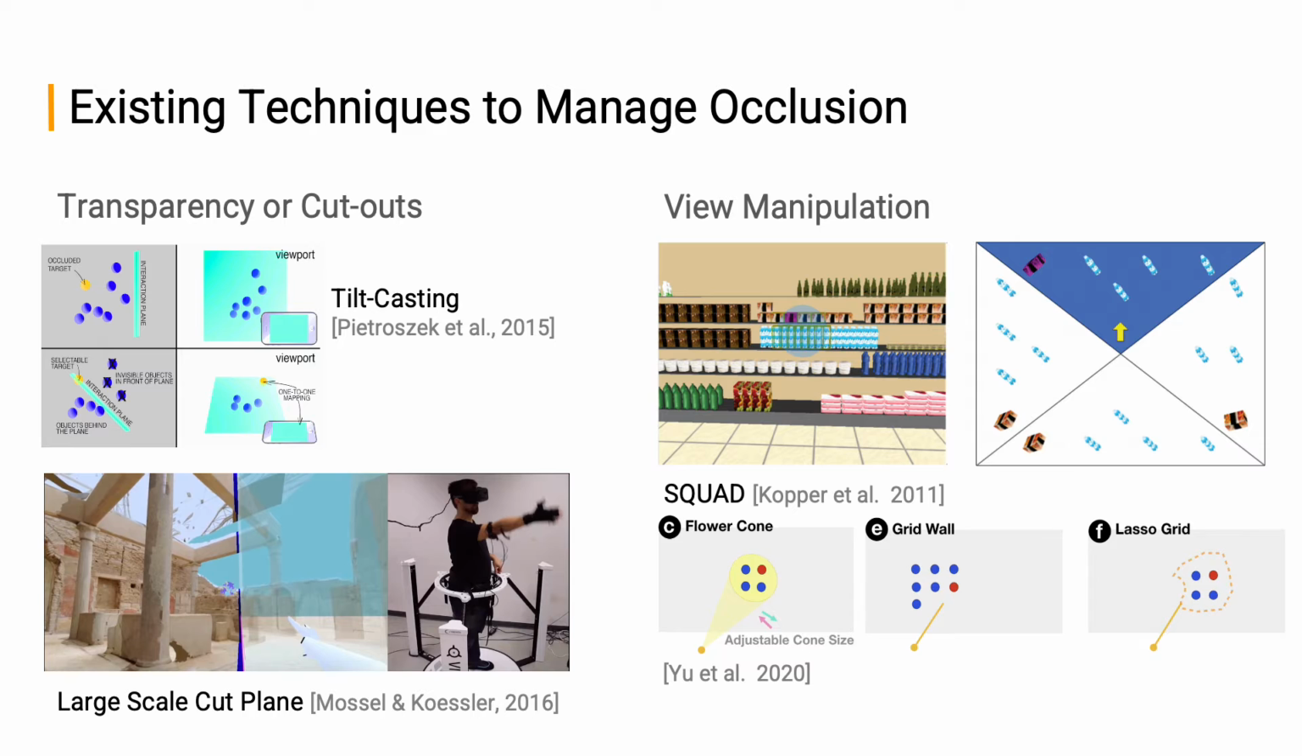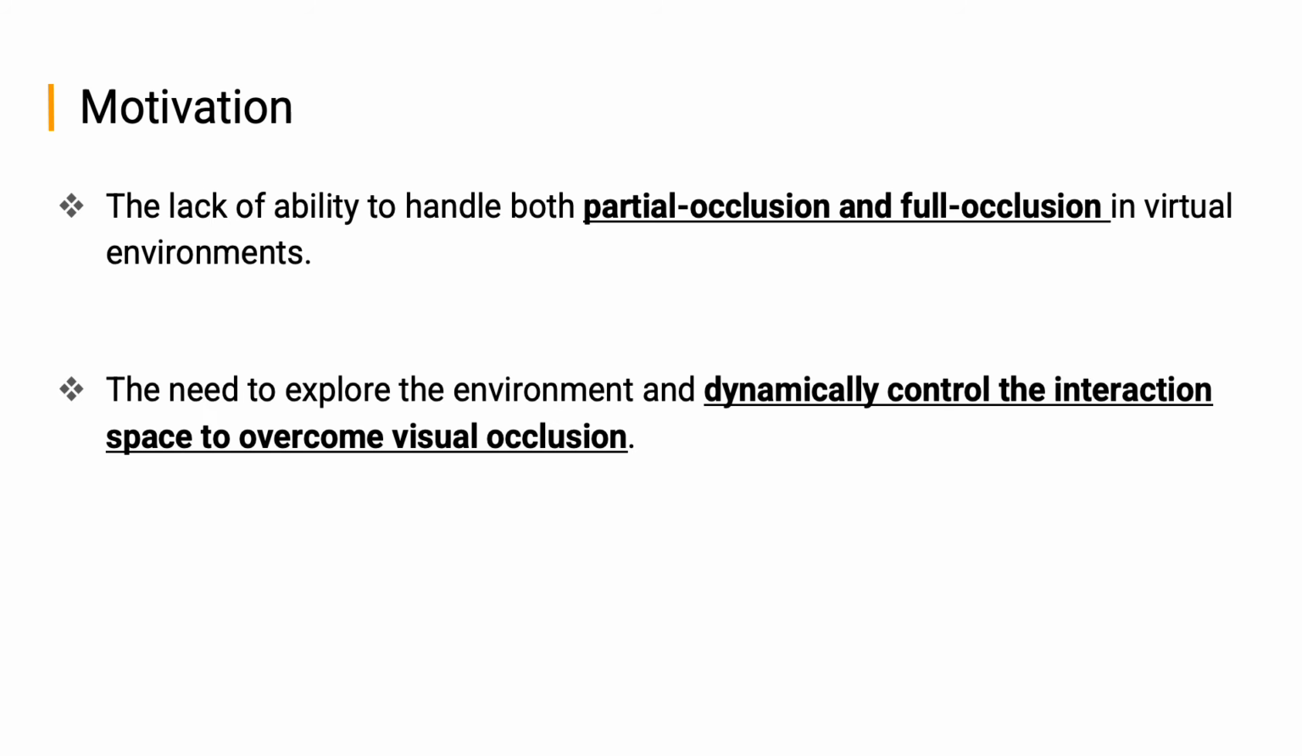Most recently, Yu and his collaborators proposed various raycasting techniques to select fully occluded targets, such as flower cone, grid wall, and grid. All of these view manipulation techniques are designed based on the assumption that target location is known and at least partially visible to users, or that their location context can be disrupted without cost. However, in many scenarios, we cannot make any of these assumptions.